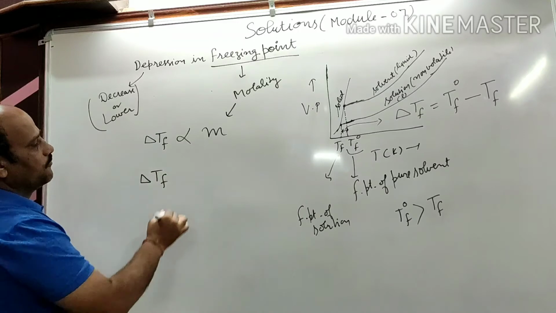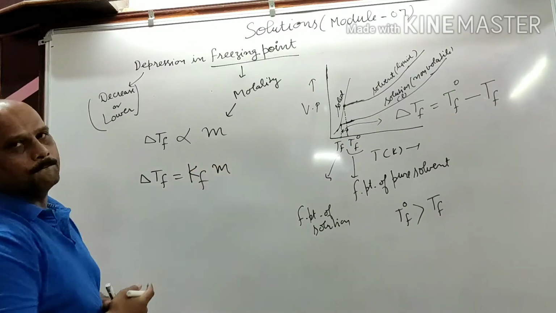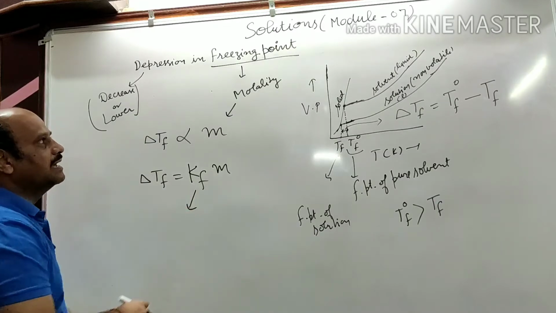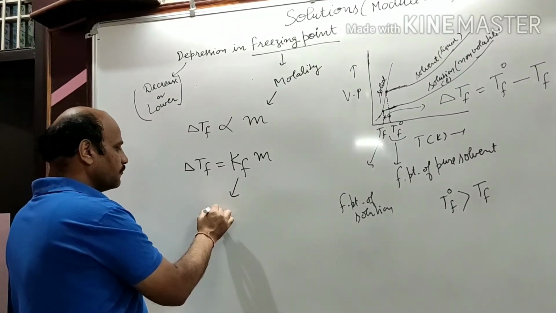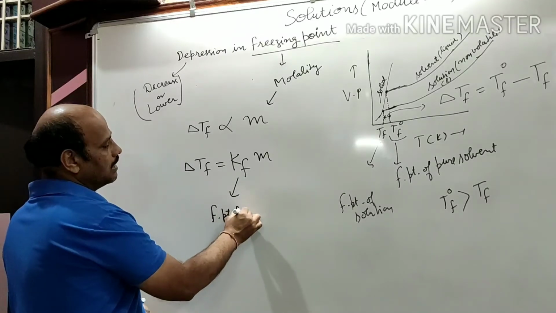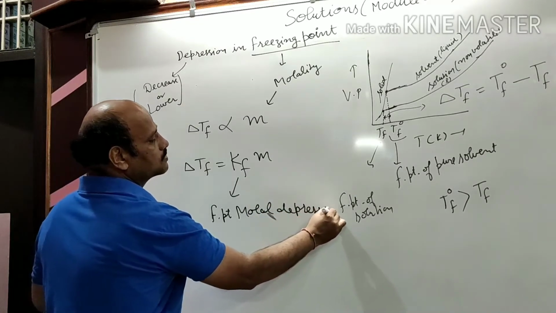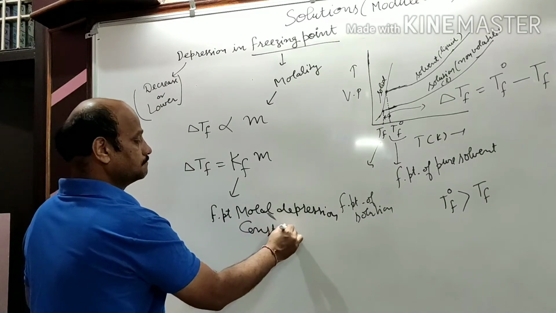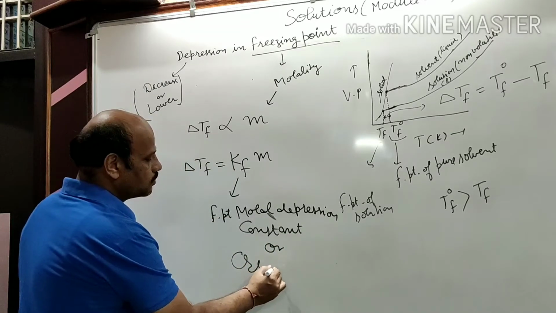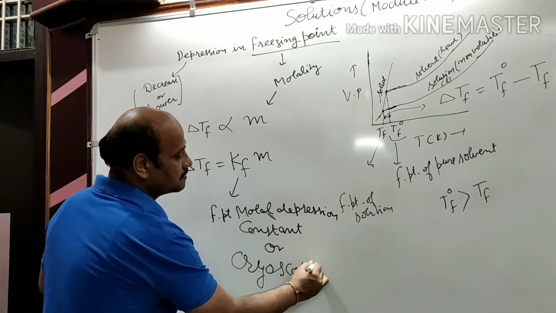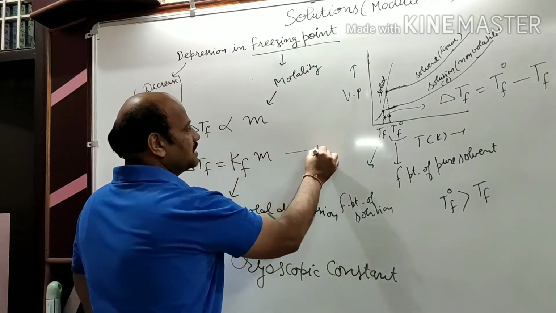Here delta TF equals Kf times m. Kf is the proportionality constant and m is the molality. Like in elevation of boiling point, here also this Kf is the freezing point molal depression constant, or another name for it is the cryoscopic constant. Let this equation be equation 1.